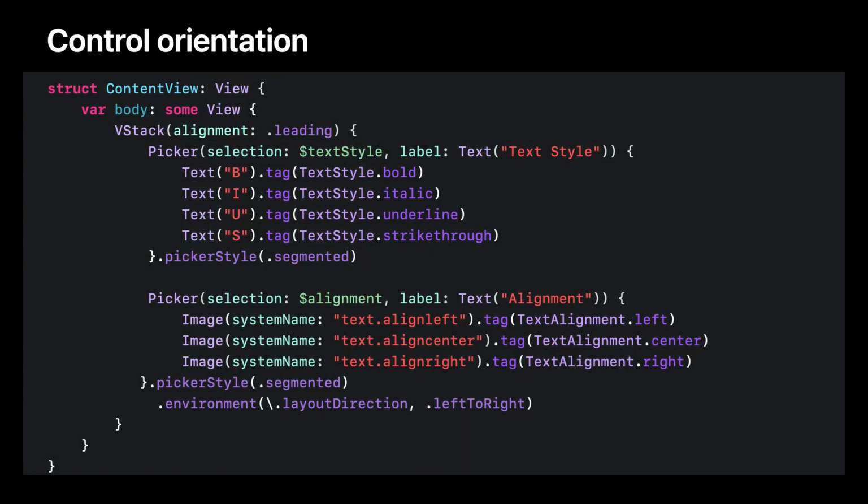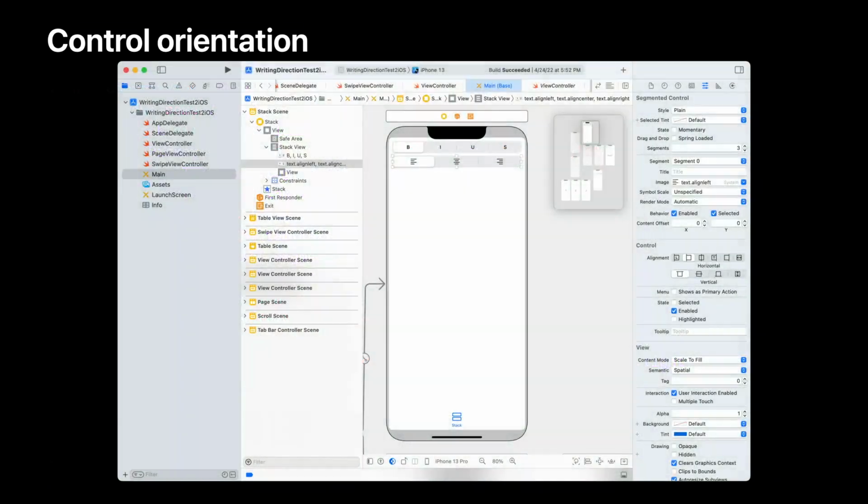We already know how to do this in SwiftUI. You just apply an environment modifier that changes the environment's layout direction property to left to right. Here, we're using this technique to keep the alignment control from reversing itself, but letting the style control reverse itself as it normally does. In UIKit, this works differently.